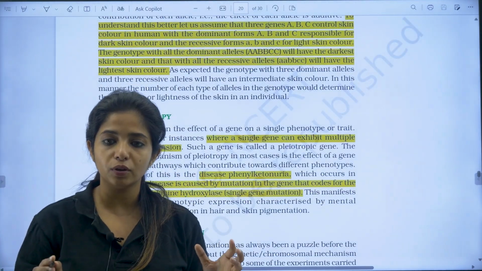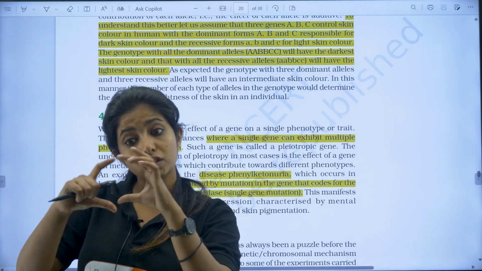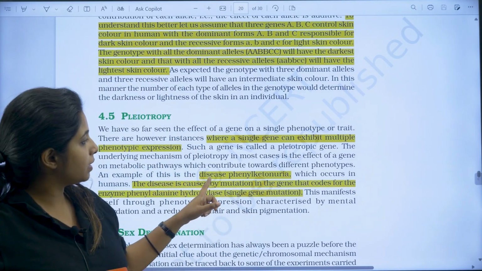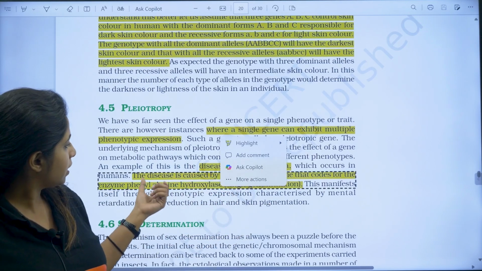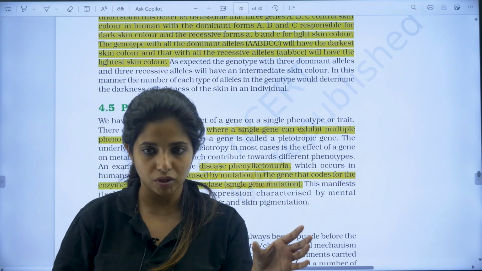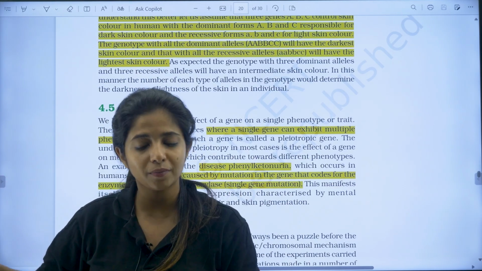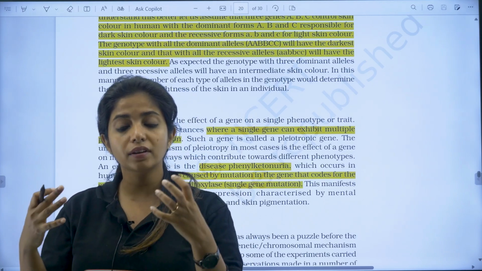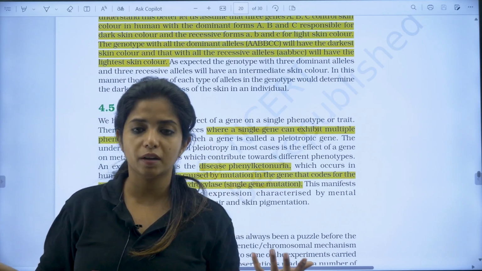What do you mean by pleiotropy? A single gene is usually for one character, but here this single gene is there for multiple characters. This is what you mean by pleiotropy, my dear children. Example is phenylketonuria disease, which is caused because there is one mutation in an enzyme, phenylalanine hydroxylase, due to which phenylalanine does not get converted to tyrosine. That is one big problem. Apart from that, in people who have this, this particular enzyme is not there, so they will be having melanin deficiency as well, which controls your skin pigmentation and things like that.